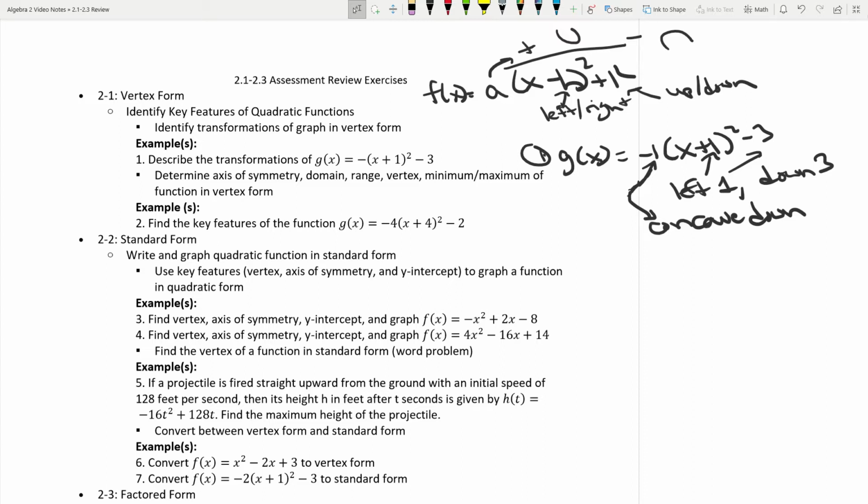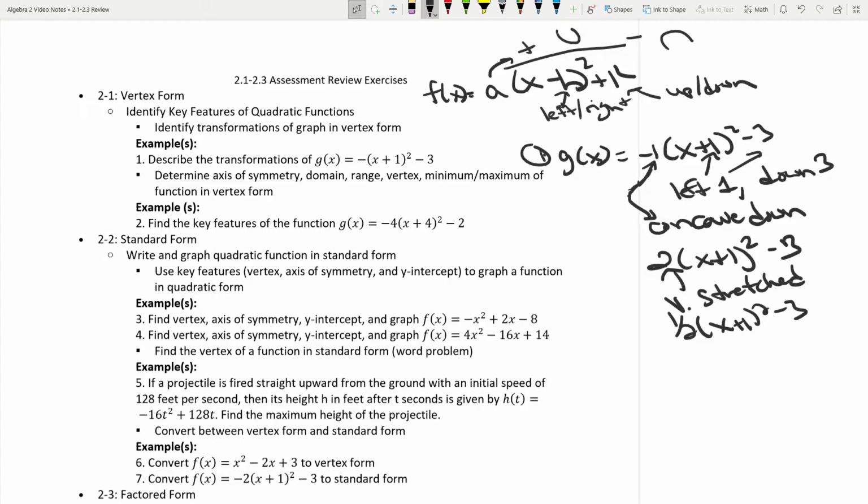Now remember also that if, for example, instead of this being a 1, it was a 2, times (x plus 1) squared, that means it's going to be vertically stretched as well. If that were a half times (x plus 1) squared minus 3, then it will be vertically compressed. These are all things you should be on the lookout for when it comes to transformations.